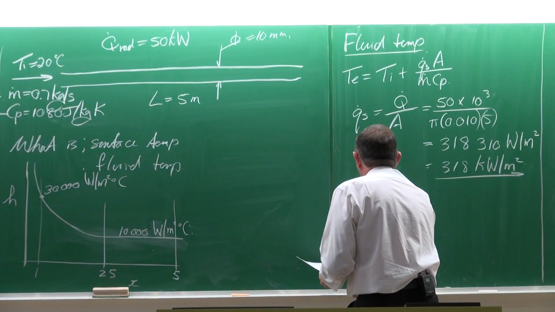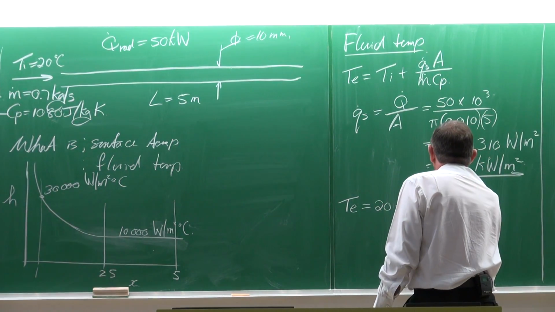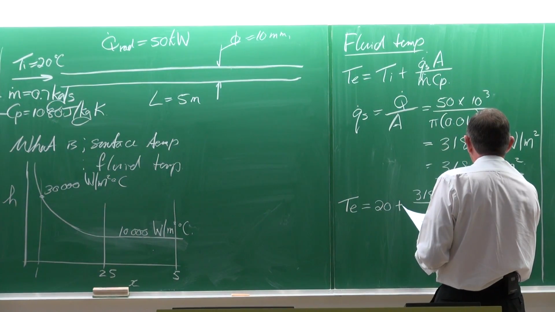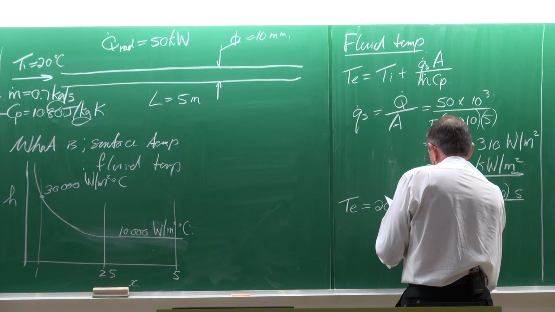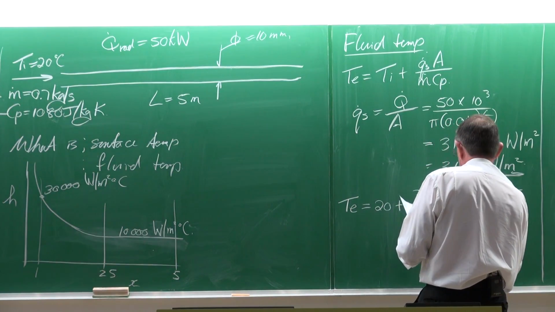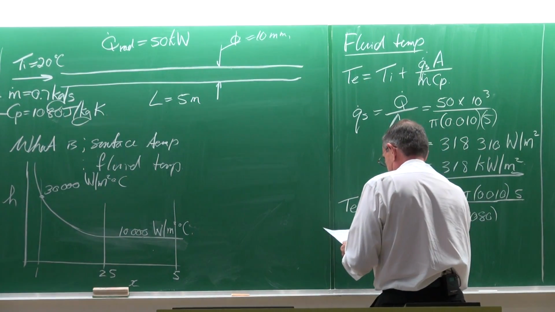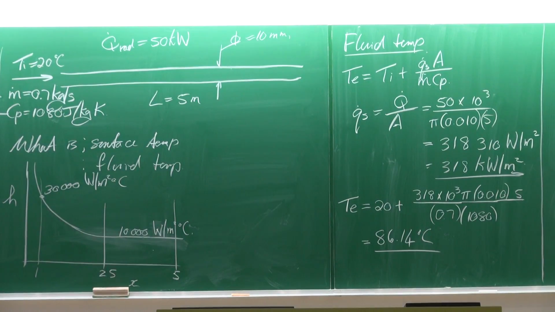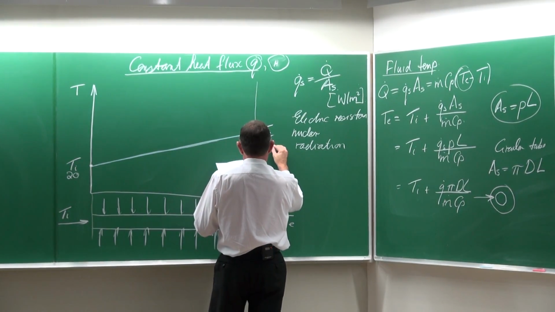Okay, so we can calculate the outlet temperature as the inlet temperature, which is 20, plus the heat flux, which is 318,000, multiplied by the surface area, which is equal to pi multiplied by the diameter, multiplied by L, divided by the mass flow rate 0.7, and Cp 1080, and that will give us an outlet temperature of 86.14 degrees Celsius. So if this temperature is 20, this temperature is 86.14 degrees Celsius.